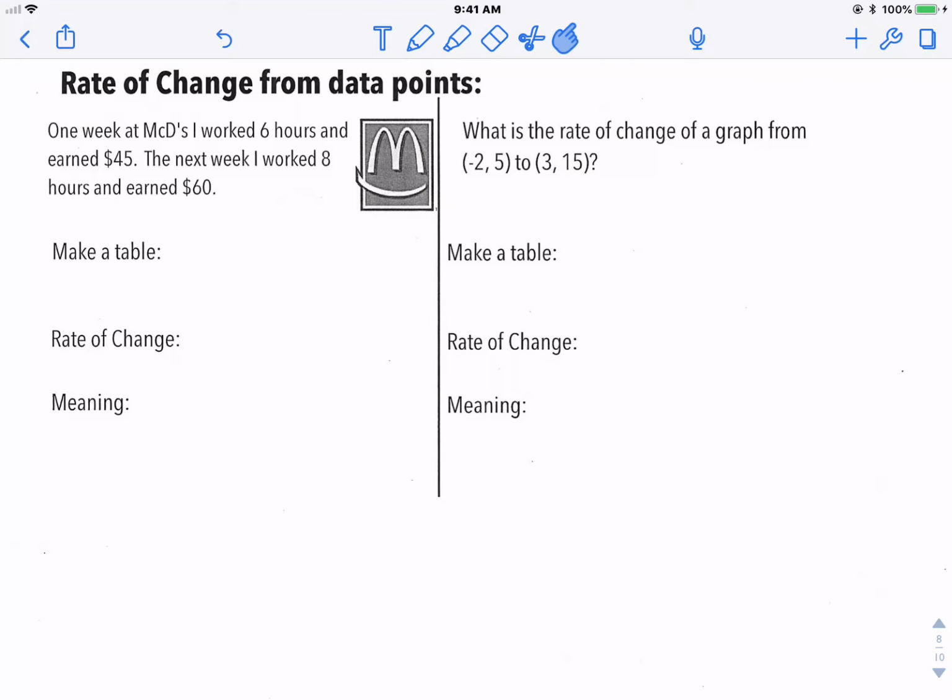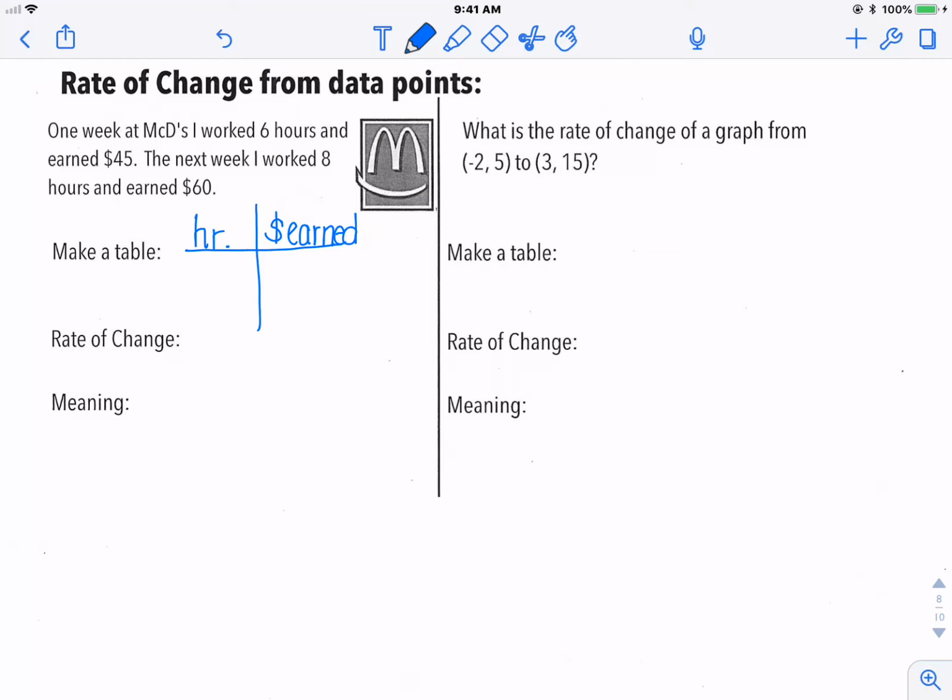So in the first problem, 1 week I worked at McDonald's and I worked for 6 hours and earned $45. Much like we've done in the past, we want to notice that they're talking about two different quantities here. They're talking about hours and they're talking about money earned. What I know is that the independent variable would be the hours that I work, and the dependent variable, what changes because of that, is the money that I've earned.